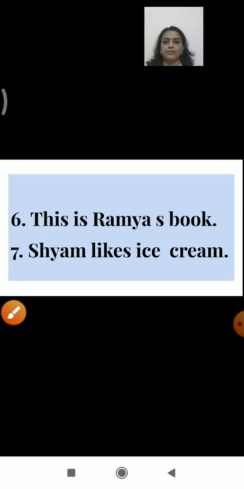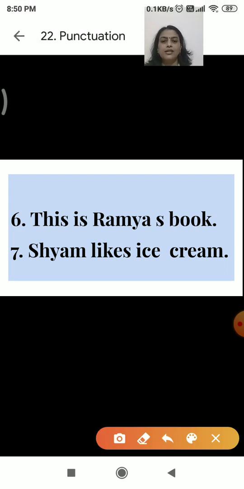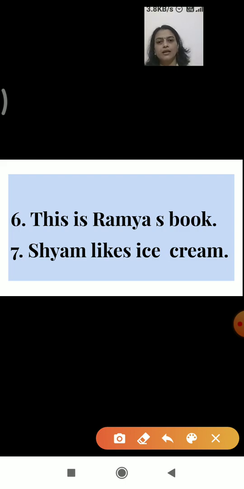Sixth one. This is Ramya's book. Okay, so it belongs to someone. It belongs to Ramya, right? So what will come here? Again, it will be apostrophe S. This is Ramya's book. Isn't it?